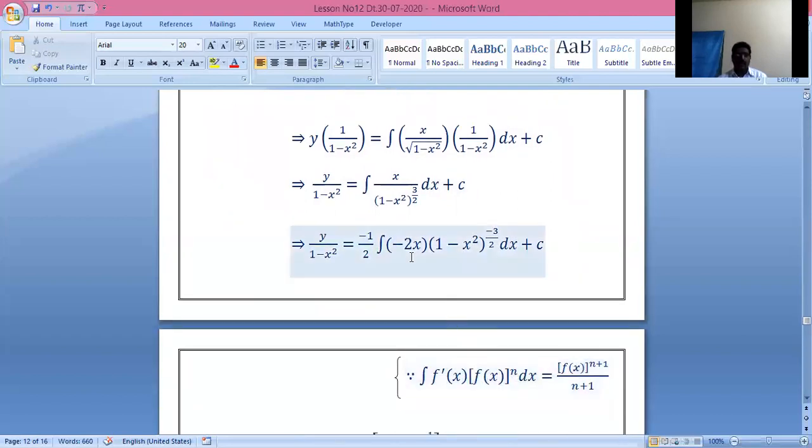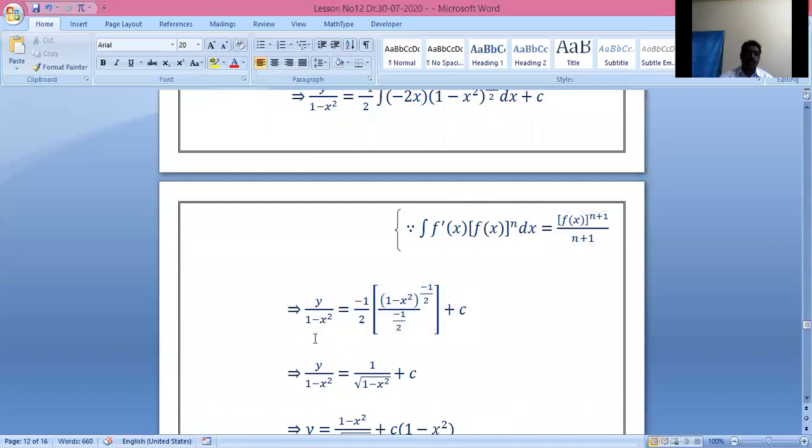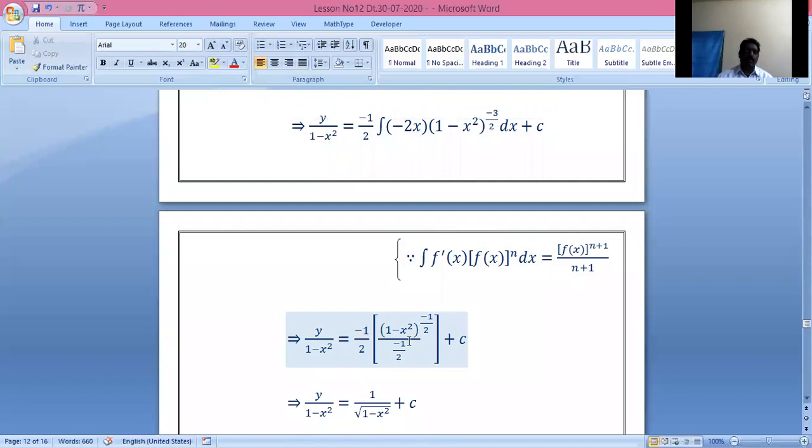Now this integrand is in the form of integration f'(x) into f(x)^n dx. That is equal to f(x)^(n+1) by n+1. Therefore, y by 1 minus x square is equal to minus 1 by 2 into (1 minus x square) to the power of minus 1 by 2 by minus 1 by 2. Here minus 1 by 2 and minus 1 by 2 get cancelled each other.